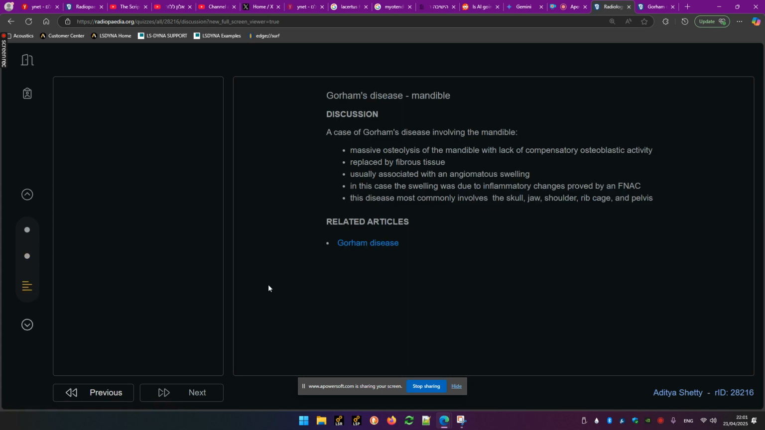Quite nice. Let's say Gorham is probably rare, but we did go throughout some anatomy and some findings and some practice.